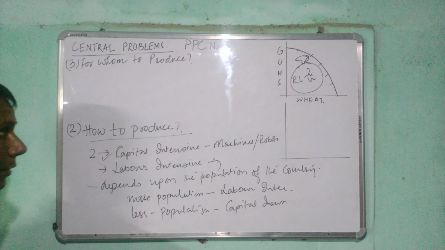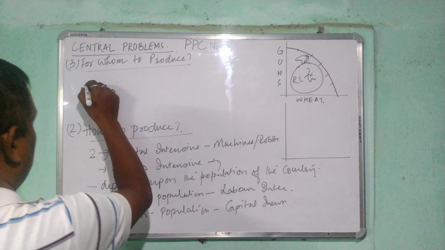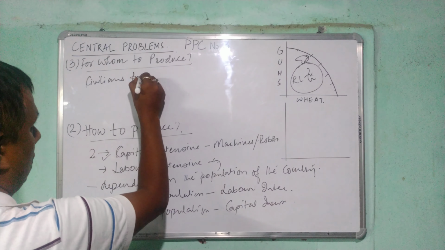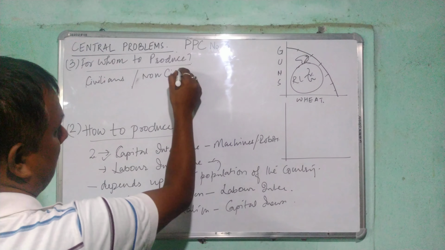Okay, for whom to produce? If we produce, for whom should we produce? So for civilian goods, for civilians, or for non-civilians. For whom to produce?